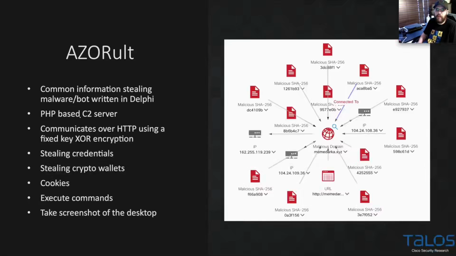So Azerult was another payload that was being distributed in these campaigns. It's one of the most common information stealers that we see on a regular basis. It features a PHP-based admin panel and command and control infrastructure. In this particular case, communications to C2 were taking place using a static XOR encryption key. So Azerult is an information stealer. It can be used to steal credentials, cryptocurrency wallets, cookies, and other things that may be of value to the adversary.